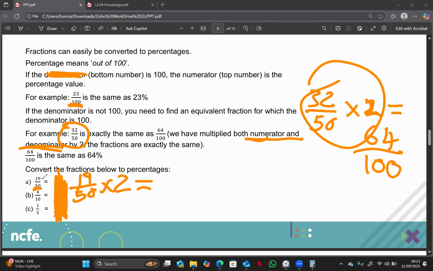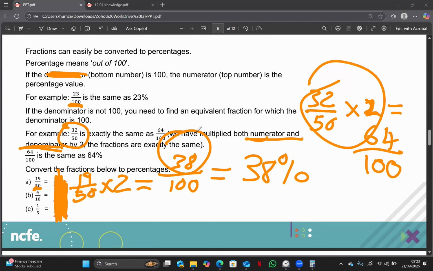So 50 times 2, what is that? 100. Exactly. But to make that 100, we also have to times the top by the same number we times the bottom. So what's 19 times 2? 38. Exactly. So what's the percentage now? 38%. Exactly, because it's just the top number now.